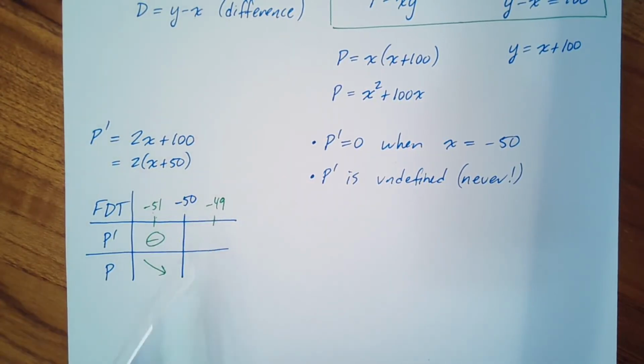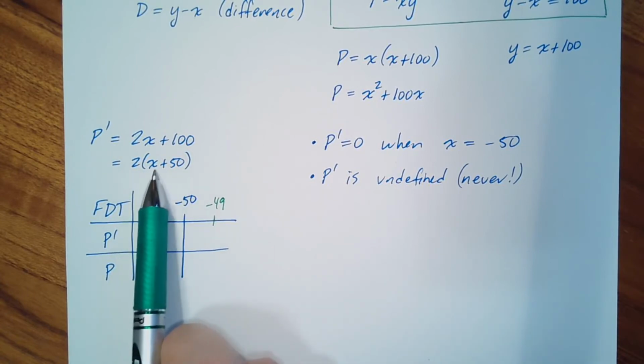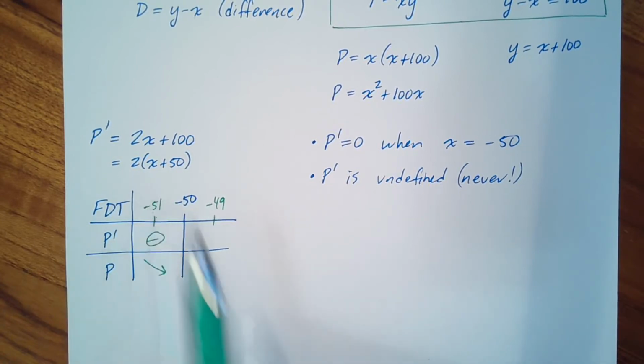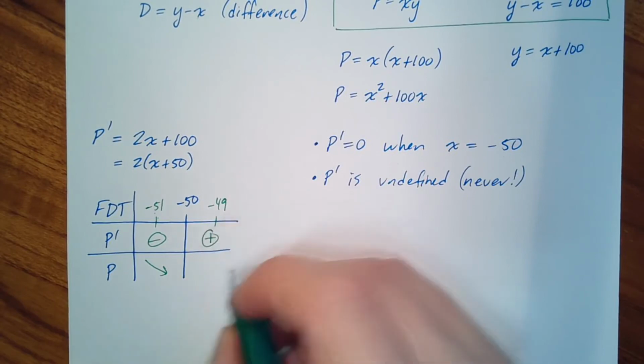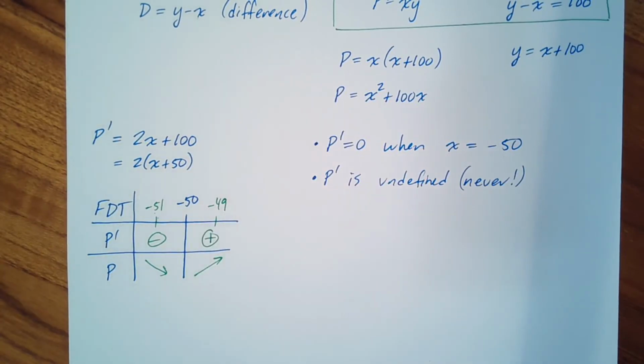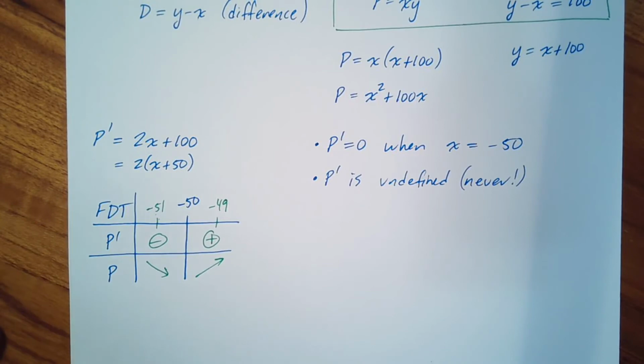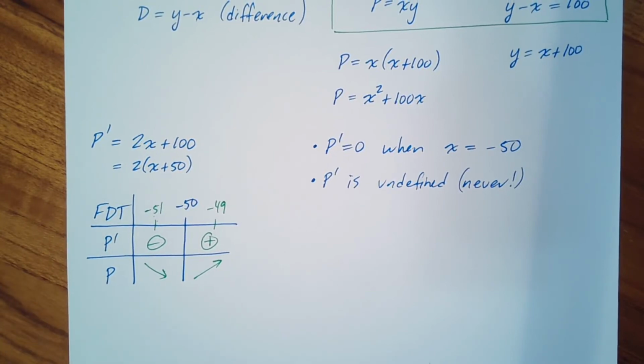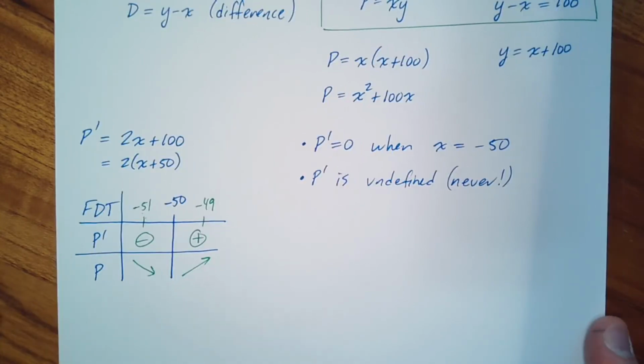And if I plug in negative 49, negative 49 plus 50, that's going to be positive 1. So you have 2 times positive 1, which is positive. So the function's increasing. Okay, so now we know that there is a local minimum that is achieved when x is equal to negative 50. So now you can actually do the conclusion that I mentioned earlier. But let's go through it more carefully from scratch. So we do know that the product is minimized.